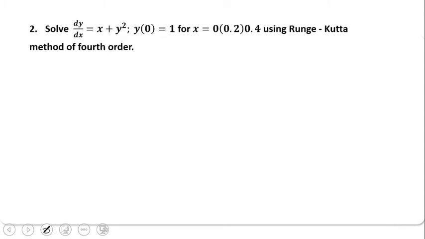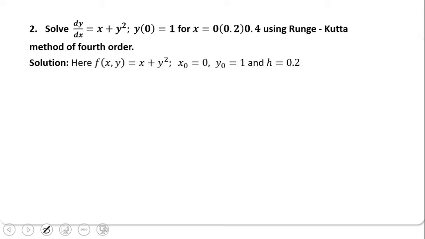Now let us move on to the second problem. Solve dy by dx is equal to x plus y square, y at 0 is equal to 1 for x is equal to 0 in steps of 0.2 up to 0.4 using Runge-Kutta method of fourth order. Now solution. First write down the given data.